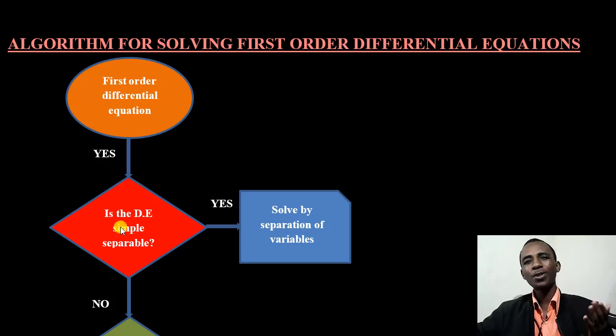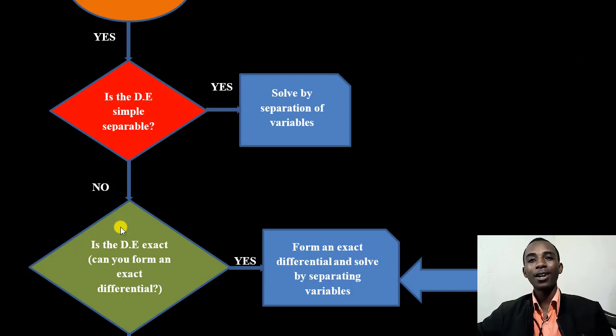The first question you usually want to ask yourself, if you have a first order ordinary differential equation, is whether the differential equation is simple separable. If it is, that's the simplest method of solving differential equations. Go ahead and separate variables, integrate both sides, and there you have it, the solution.